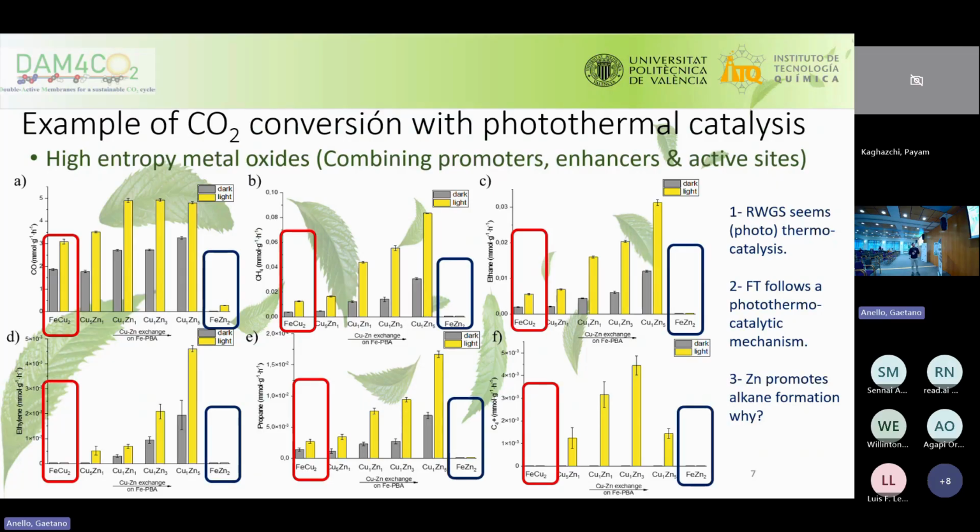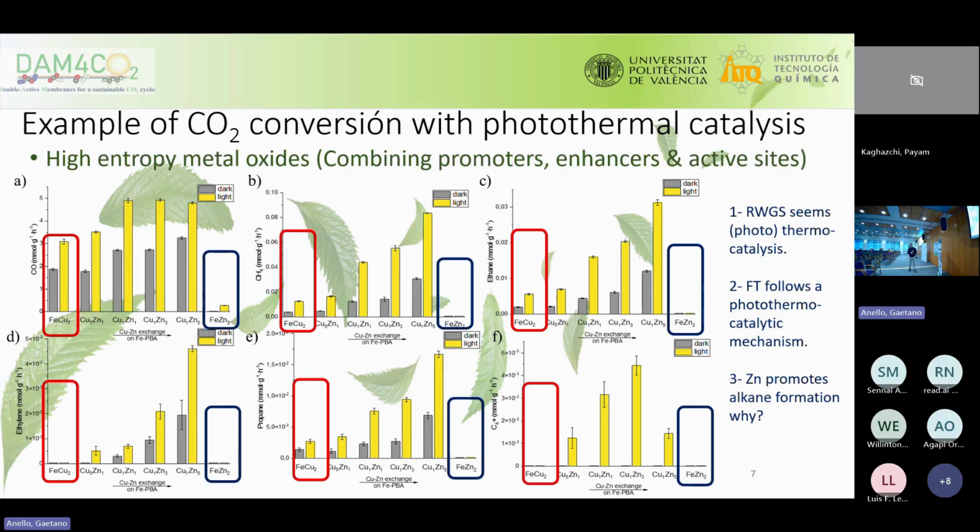And what you can see here is that not only do the productions of the Fischer-Tropsch products increase when we have the three metal composite, but also the response to light has increased with the addition of zinc to the material. It is quite impressive because, comparing dark and light, we have 3 or 4 times the initial catalytic production.